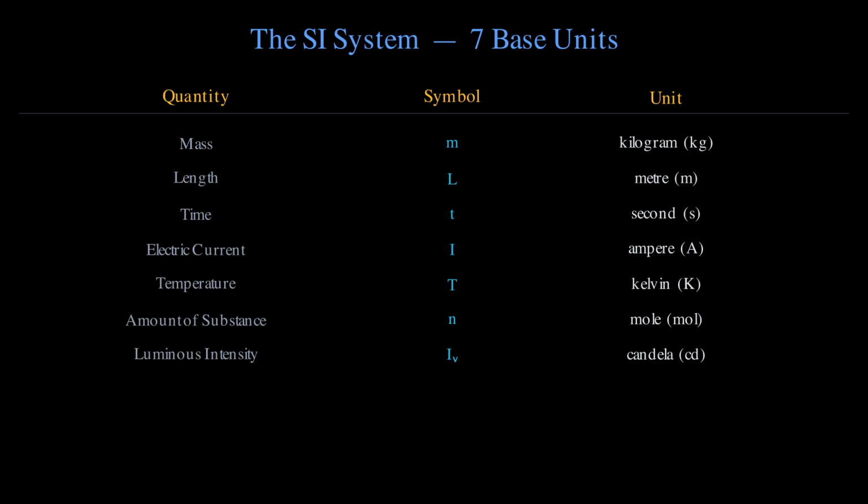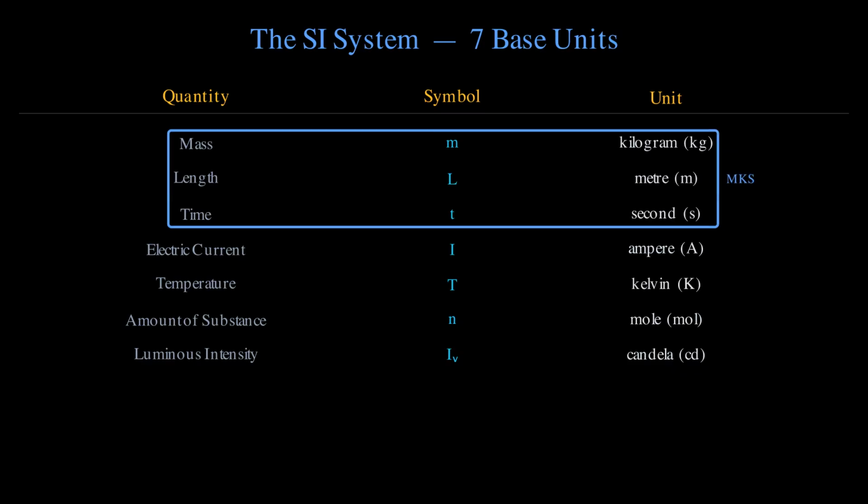In this course, we will mostly work with the first 3: kilogram, meter, and second. Together they form what is called the MKS system. Now, let's look at derived units. These are units built from the base units.